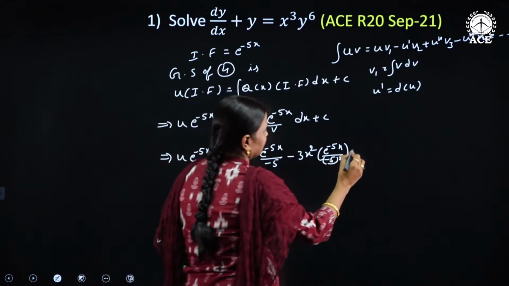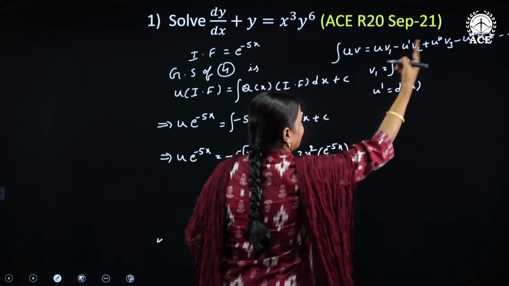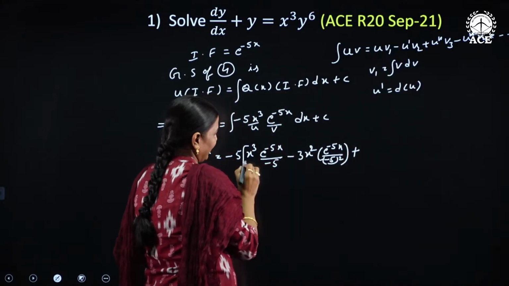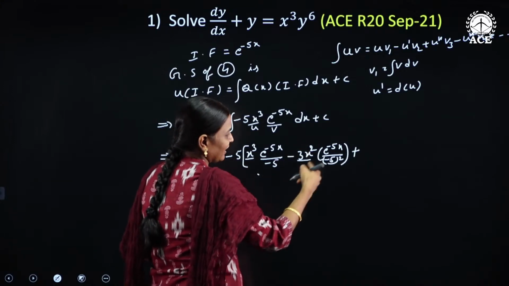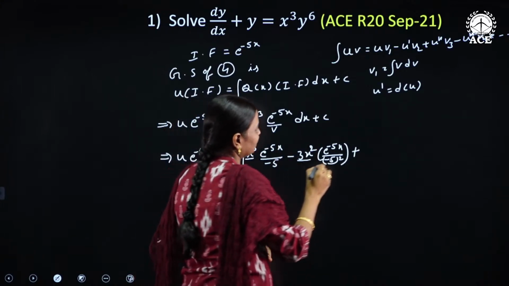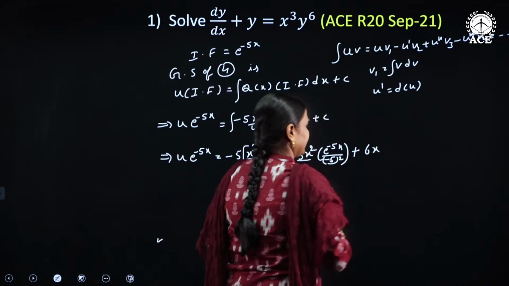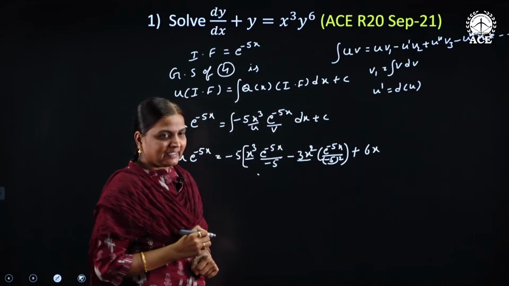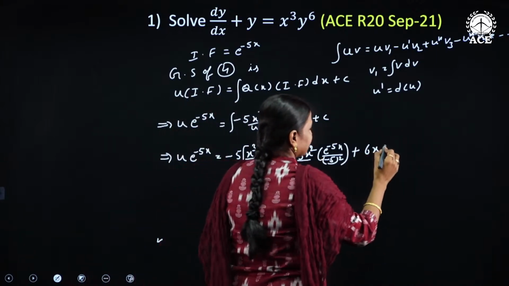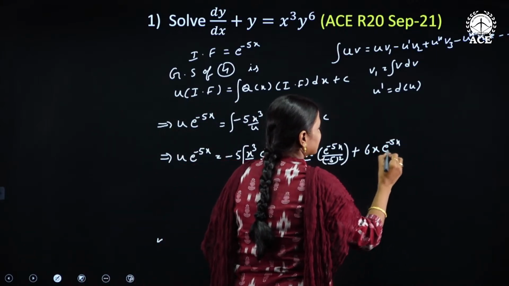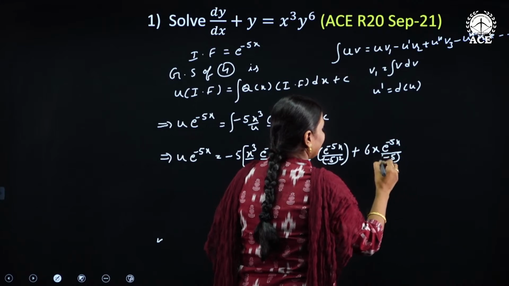Next, plus u double dash. Differentiation of 3x square. This is u, this is u dash. So, what is the u double dash? Differentiation of 3x square is nothing but 6x into v3, that means integration of v2. What is the integration of this one? That is equal to e to the power minus 5x by minus 5 whole cube.